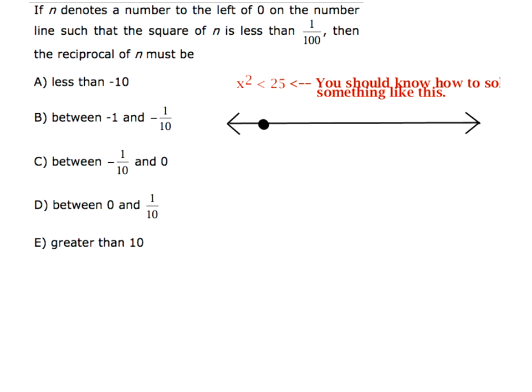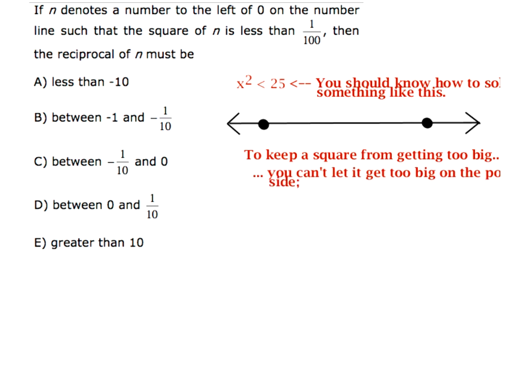Okay, so with this number line here, what you want to think about is the fact that when you square a negative or when you square a positive, you end up with a positive square. So if you want to keep a square within a certain range, you have to keep it from getting too big on either side of the number line. You can't let it get too big on the positive side, but you also can't let it get too big on the negative side either.